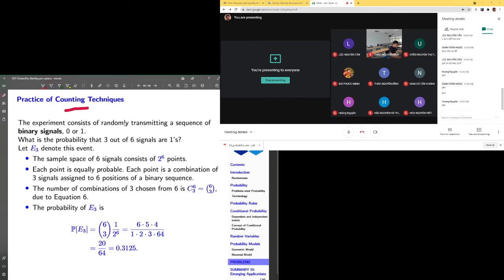We practice the 3 techniques so far. Now we go back to our coding example. You randomly transmit a sequence of binary signals. So the binary signal can be something like this. If there are 4 characters, but because it is random, then you may also see something like that as well. You just change the position here, you see. So we want to ask something particular, right? What is the probability that 3 out of 6?